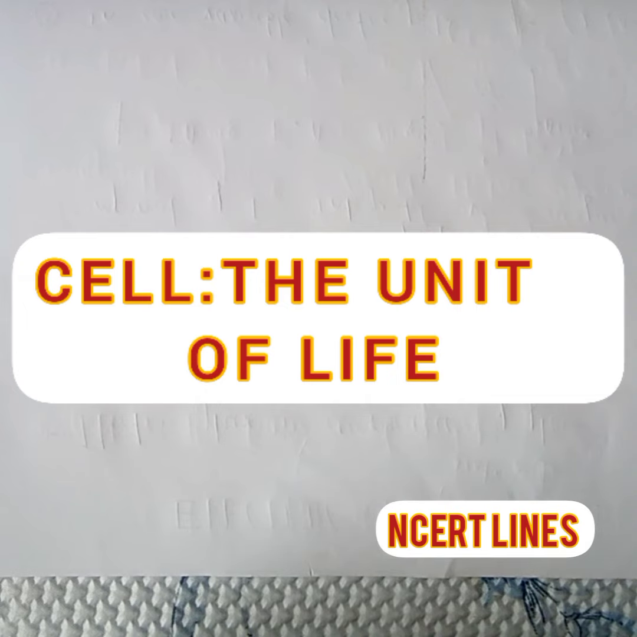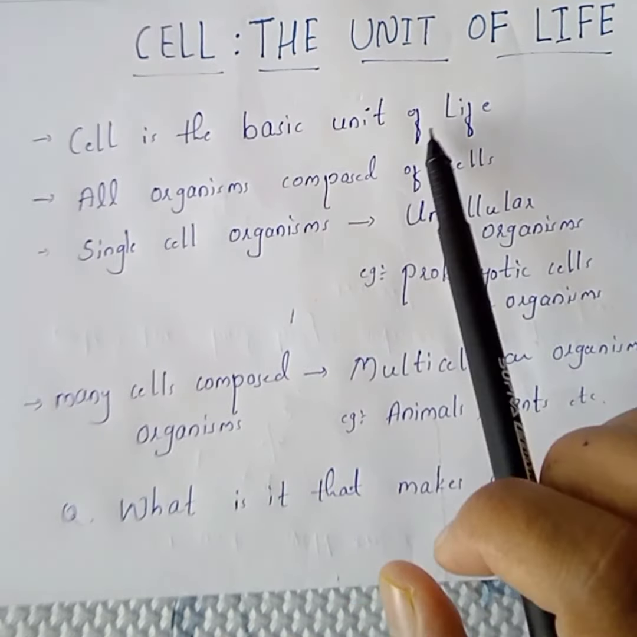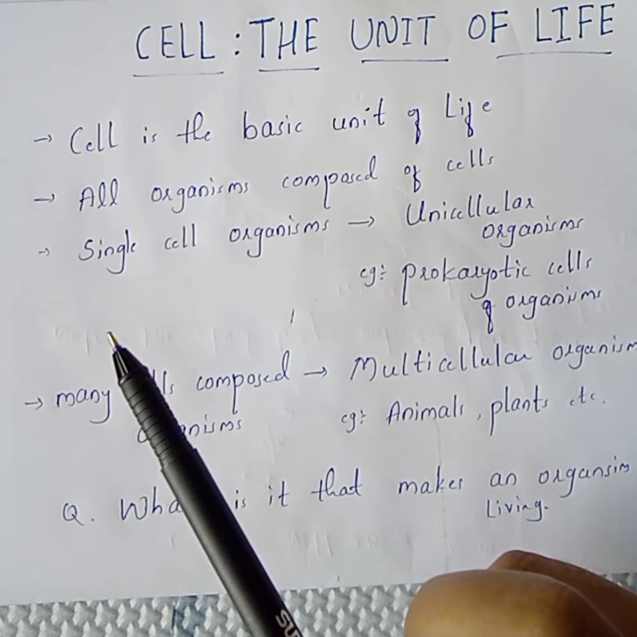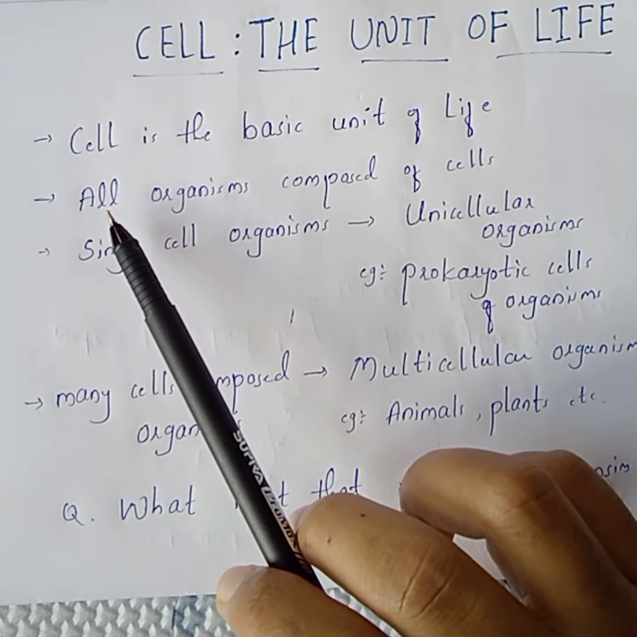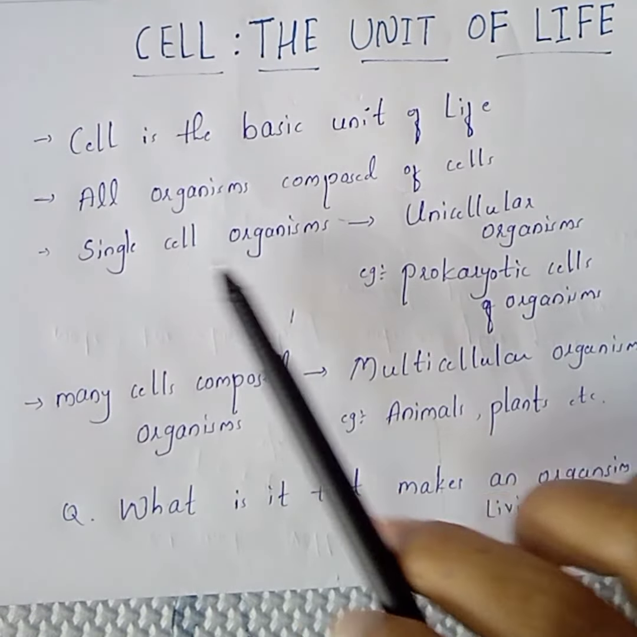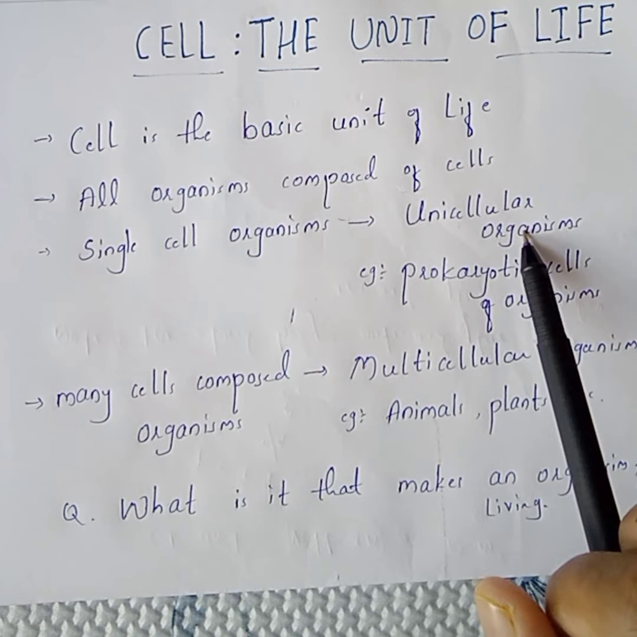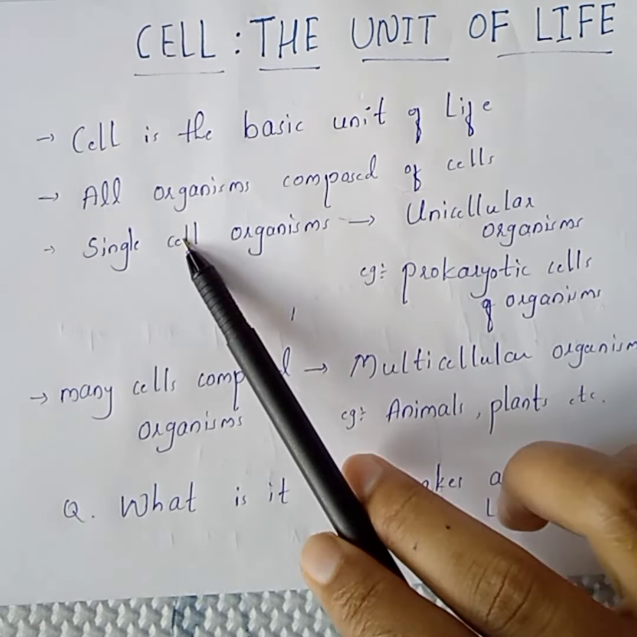I will explain chapter 8 of 11th first year, the cell, the unit of life. Cell is the basic unit of life. We know that all organisms are composed of cells, and single-cell organisms are unicellular organisms. These unicellular organisms are composed of only a single cell.